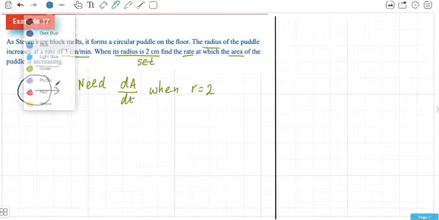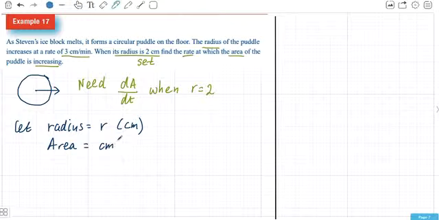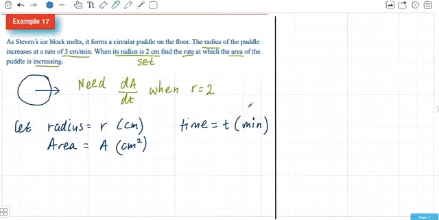And I'm just going to use quite standard things for radius and area. So I'm going to let radius be r. And radius you can see is given in centimetres, so they're the units. I'm going to need area. I'm going to let area be A, equal to centimetres squared. So I'm just using standard notation. And the other thing that I can see here is I've got some representation of time. So I'm going to let time be t, and that's going to be given in minutes this time rather than seconds. So I've got a few things there.